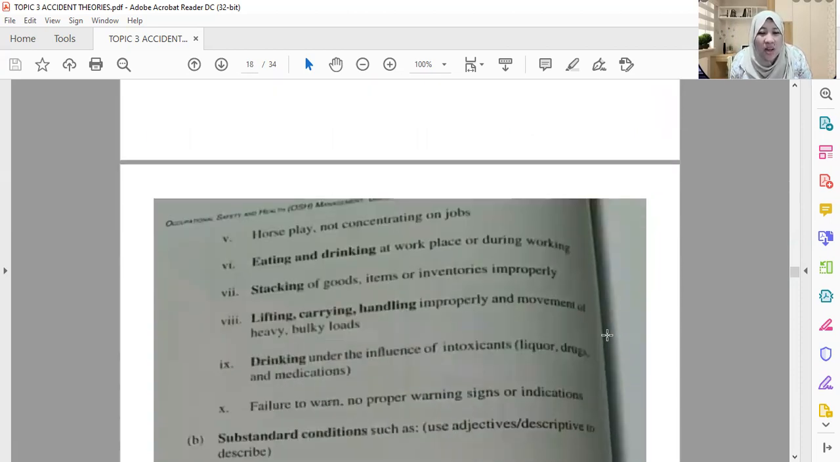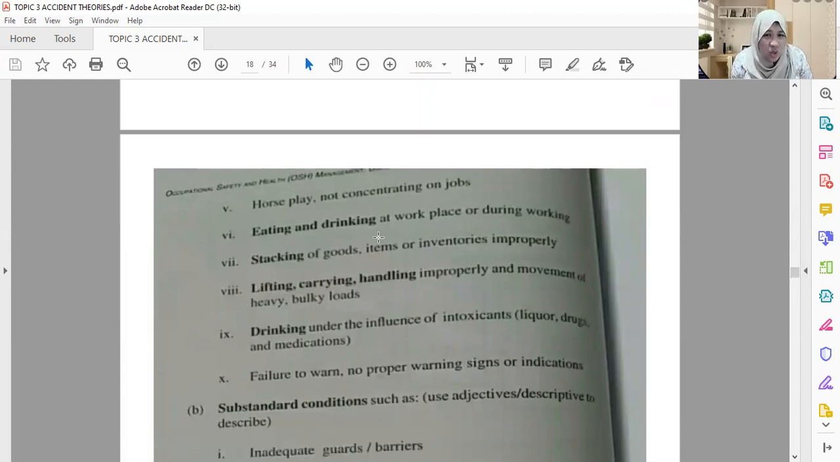And then horseplay, not concentrating on the job. Horseplay meaning to say not playing horse, but they are playing in the workplace. They are running, okay, they are hiding, and then somehow they use the workplace to play hide and seek. It is not the right thing to do. There is a place to go for fun and seek, but not at your workplace.